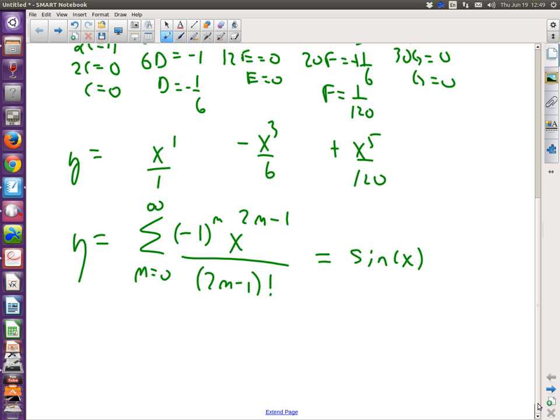Ta-da! So sometimes you can get a closed form answer from an infinite series, especially if you can get that pattern, and you can also test for interval convergence, which we did in class. This one has an infinite radius of convergence centered at 0.